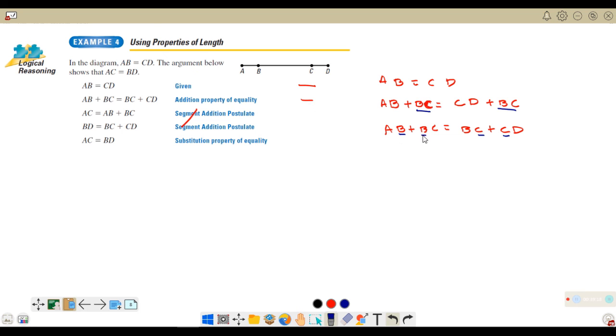Now, let's combine the segments. So, using the segment addition postulate, you will have AC is equal to BD. And this is using the segment addition postulate. Ito. Yan. So, ito na lang yon. Segment addition postulate plus the substitution property of equality. Kahit ganito na lang kaiksi. Ilang outline? Isa, dalawa, tatlo. Tatlo lang. Tapos na. Okay?